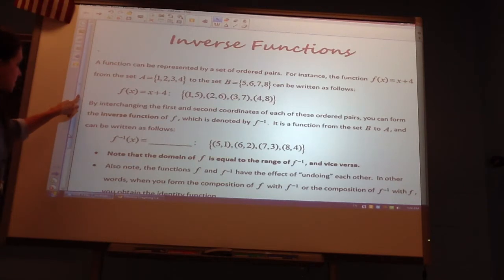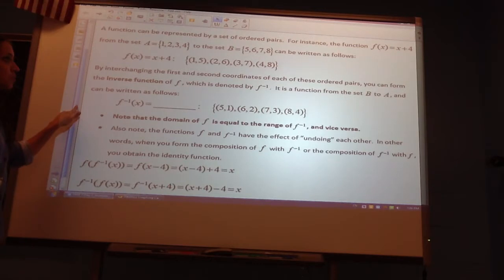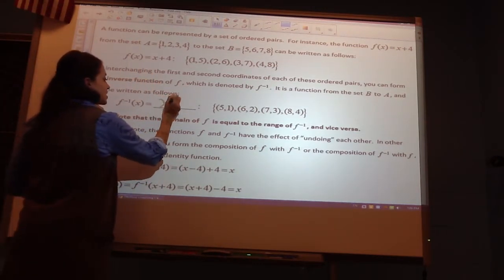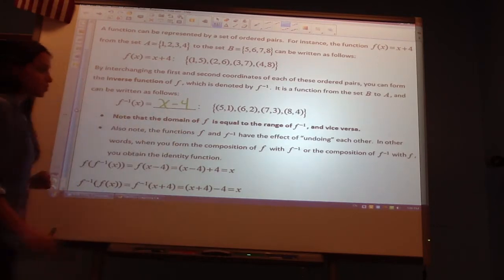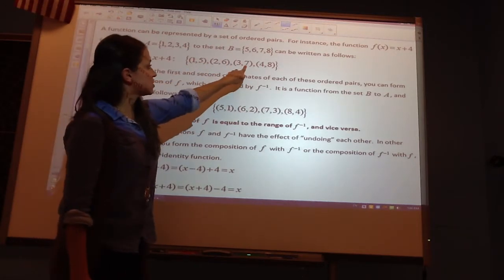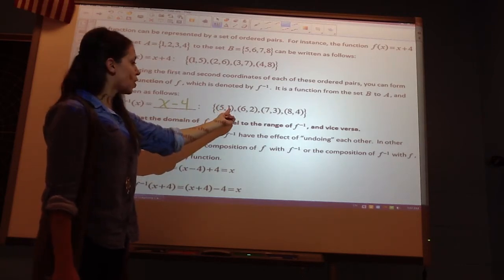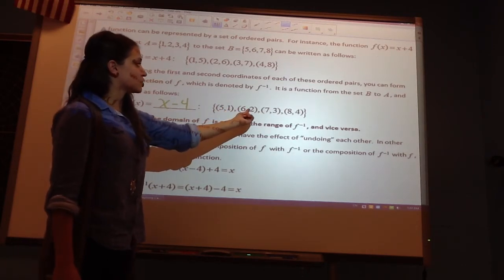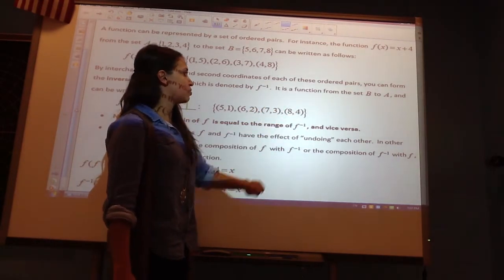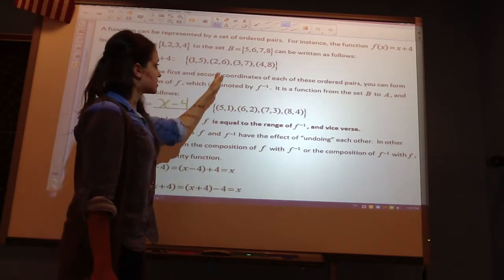So this is written like this. If I take the inverse of my function f, which my function f was x plus 4, I get x minus 4. And so now, as ordered pairs, notice all of my x and y values change. Now when x is at 5, y is at 1. When x is at 6, y is at 2. x is at 7, y is at 3, and when x is at 8, y is at 4, which is the exact opposite from what we started with. Notice the x's and the y's switch.